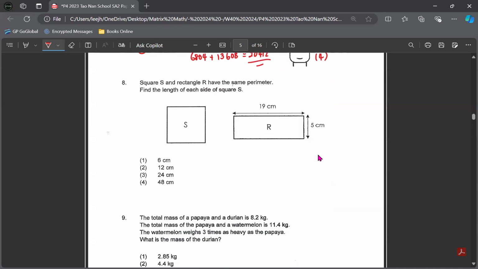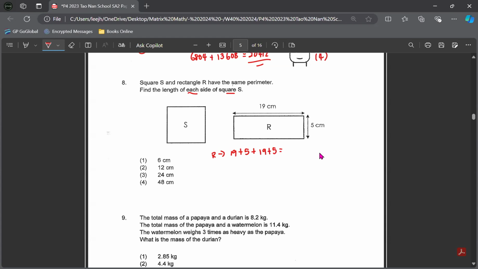Question 8. Square S and rectangle R have the same perimeter. Find the length of side of square S. So we have to work out the perimeter first. Here, we don't know what is the perimeter for S, although we know it's a square, but we can find out the perimeter for rectangle R. So the perimeter for R will be length plus breadth plus length plus breadth. So R will be 19 plus 5 plus 19 plus 5.